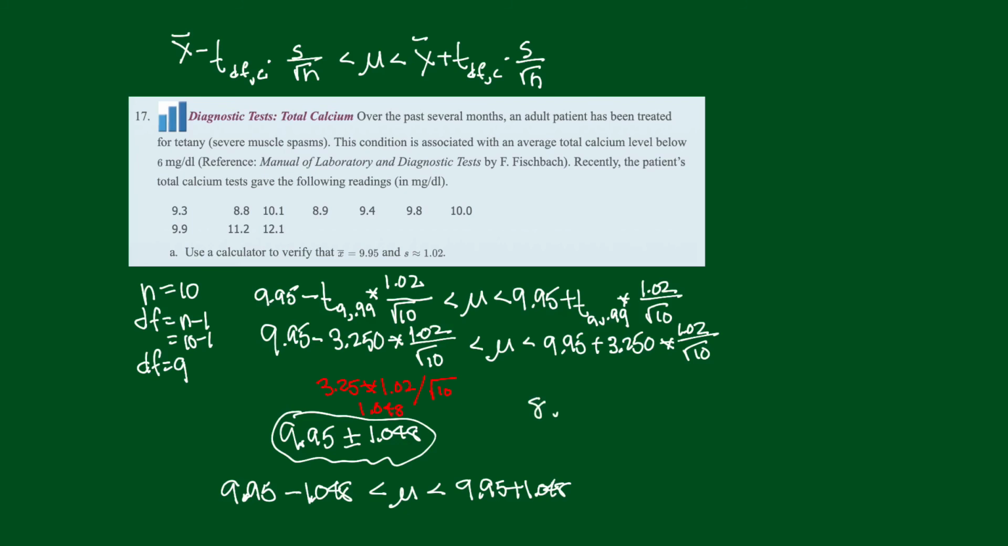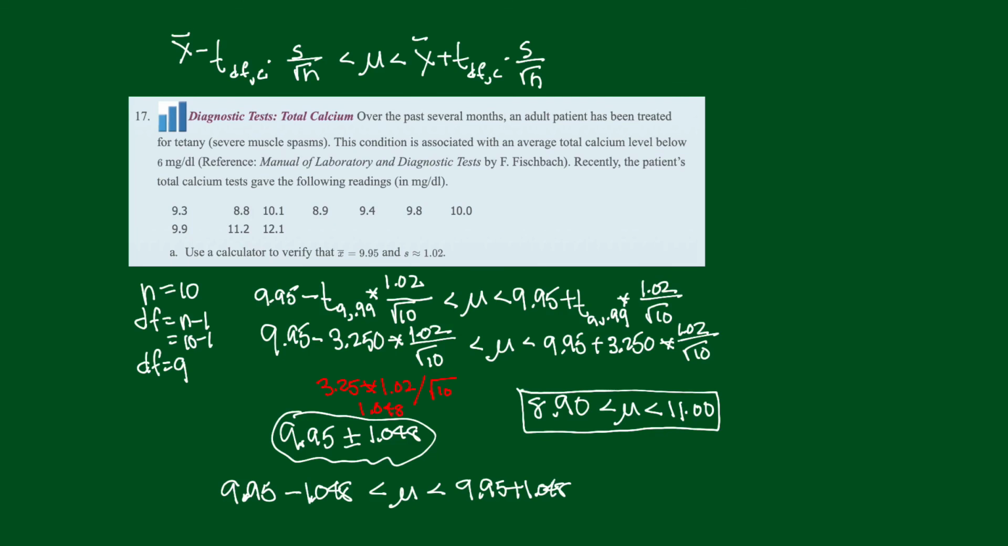I get 8.90 less than or equal to the true mean calcium level, less than, now add them together, and I got 10.998. If I round off, I round that 8 up to the 9, to the 10, I end up with just 11 here. All right, so I'm just going to write 11. Right, there's our confidence interval.